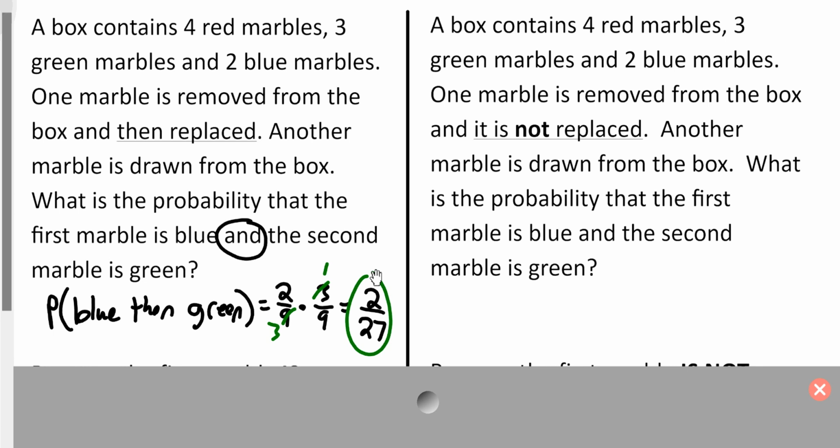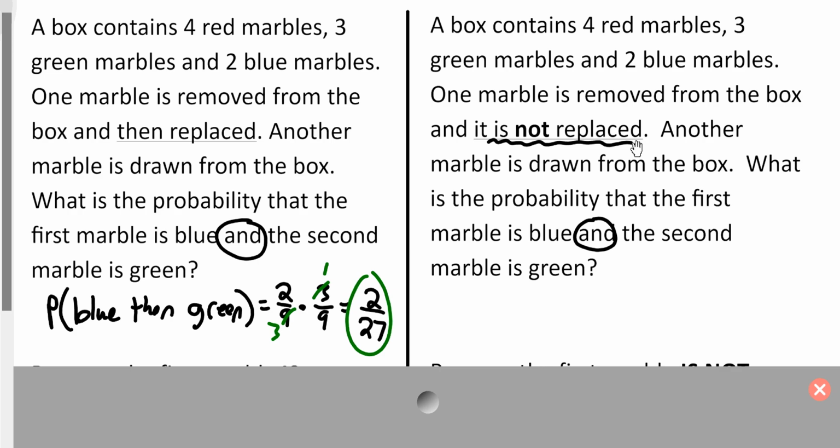Example 2, on the right side, looks very similar. It says a box containing 4 red marbles, 3 green, and, sorry, 2 blue. One marble is removed from the box and then is not replaced. Another marble is drawn from the box. What is the probability that the first marble is blue and the second marble is green? So the same thing, we still have an and, however, it is not replaced. This is an example of something that would be dependent. The second one is affected by the first one. But the first one still has to happen for this to work out.